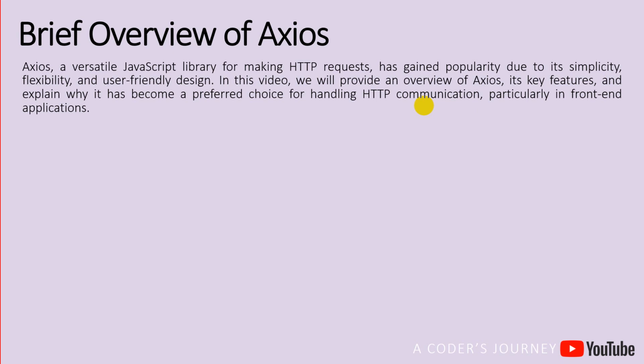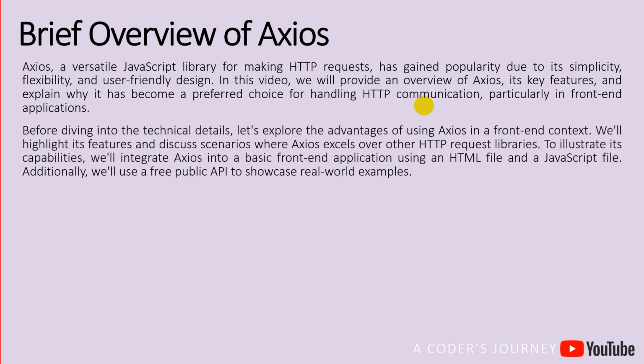So far, we kind of know that the main use of Axios is to make HTTP requests and to handle HTTP communication between our front-end applications and our back-end APIs. Now, before diving into the technical details, we'll talk a little bit about the advantages of using Axios in front-end applications. We will talk about its features. We will talk about the different scenarios where Axios excels over other HTTP request libraries.